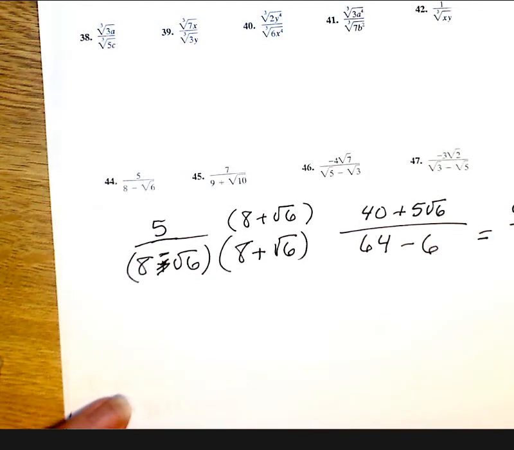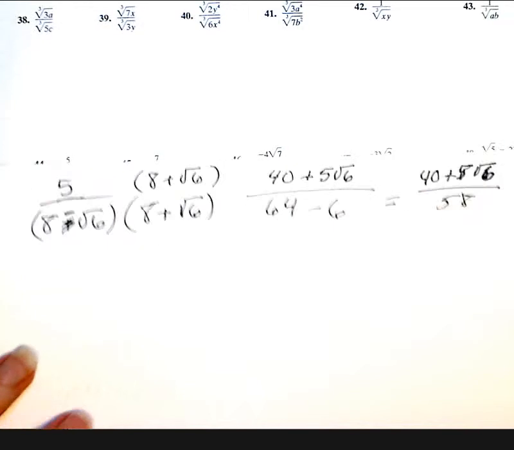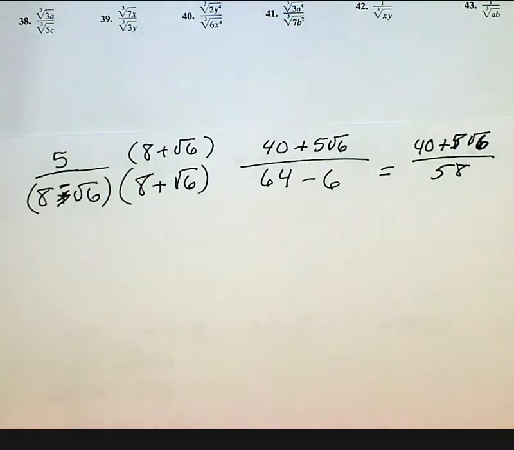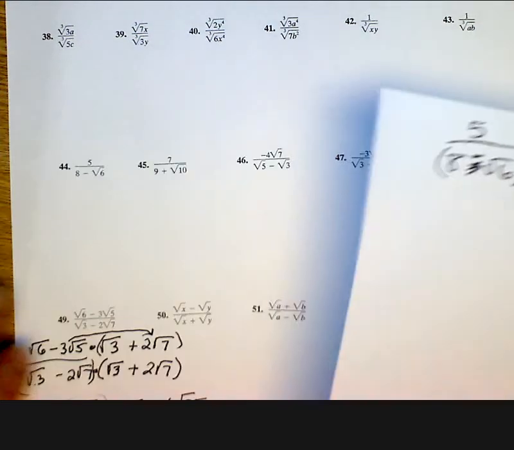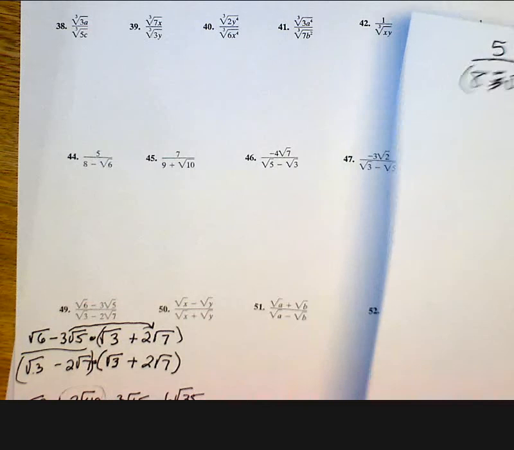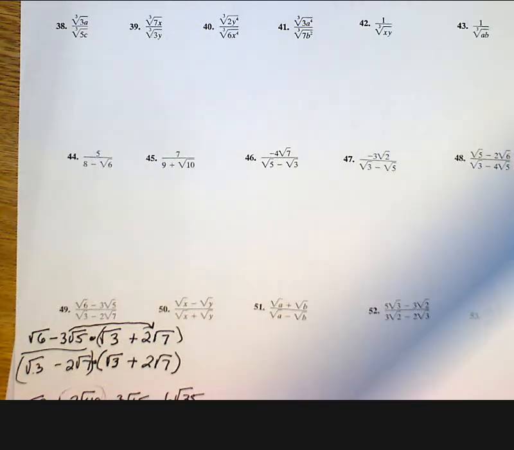Oh, you can't see that. Too big. All right. All right, so Robin, what'd you get for 45? I didn't do that one. You didn't do that one? Okay.